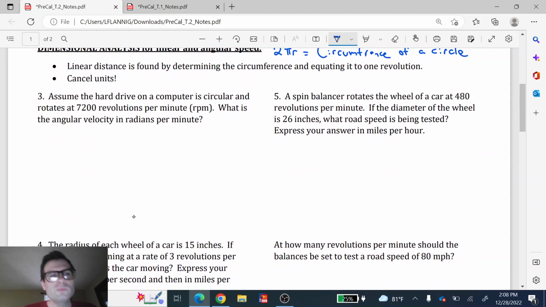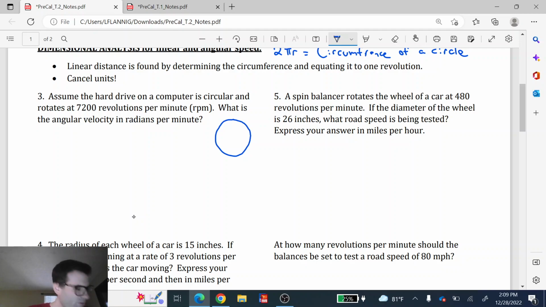All right, let's assume there's a hard drive. Hard drives are circular. I know many people don't know what they look like. Let's just imagine they're like a disk, so they're a circular disk in a computer, and it rotates at 7,200 revolutions per minute. The idea behind that is that it spins 7,200 times every single minute. Like it's real fast. What is the angular velocity in radians per minute?